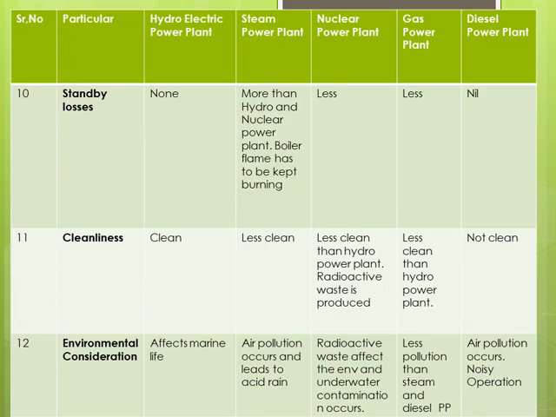From environmental considerations, hydroelectric power plants affect marine life. Moreover, the people in the region have to be relocated. In steam power plant, air pollution occurs and it leads to acid rains. For nuclear, there is radioactive waste from these plants which affects the environment, and underwater contamination also occurs. Gas power plants cause less pollution than steam and diesel power plants. In case of diesel power plant, air pollution occurs and their operation is noisy.